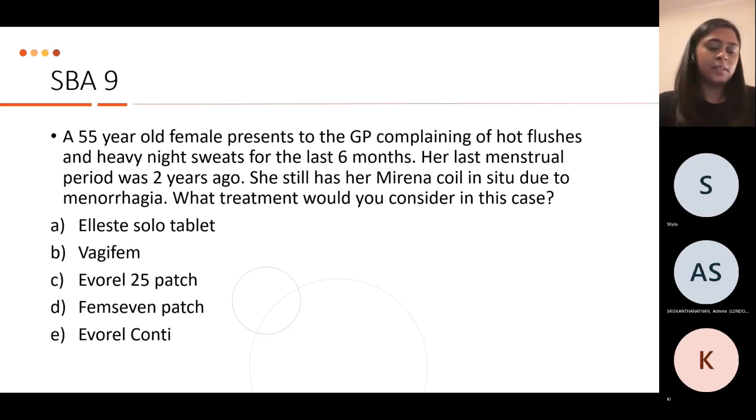So the next SBA: a 55-year-old female comes to her GP. She's complaining of hot flushes and heavy night sweats for the last 6 months. Her last menstrual period was 2 years ago. She still has her Mirena in situ because she had heavy periods in the past. So what treatment would you consider for her in this case? I've been a little bit mean because I've not told you what each of these things are, but hopefully you can work it out based on the names.